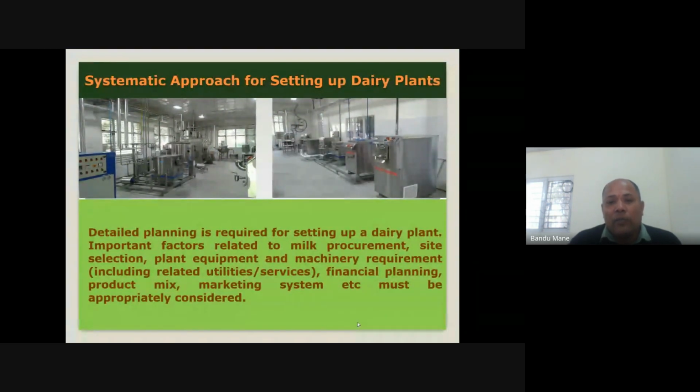Then another important criterion is financial planning. Different sizes of plant have different financial requirements. Then product mix, then your marketing system or strategy, all of that should be considered before setting up dairy processing plants.